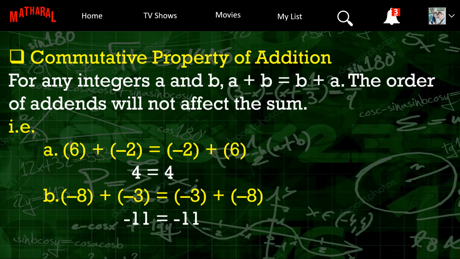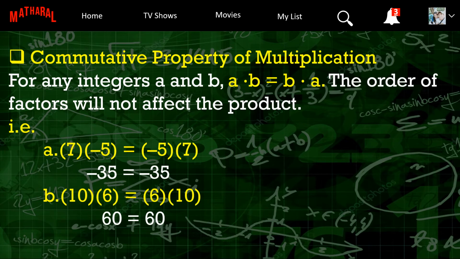So the next property is, if we have the commutative property of addition, we also have the commutative property of multiplication. It says here, for any integers a and b, a times b is equal to b times a. The order of factors will not affect the product. So, for example, letter A. 7 times negative 5 is equal to negative 5 times 7.